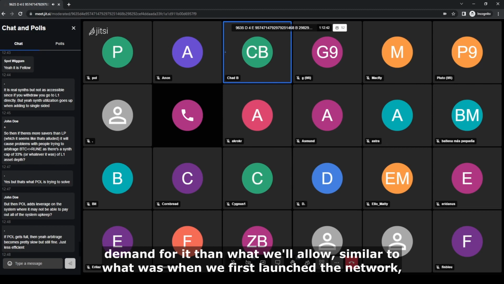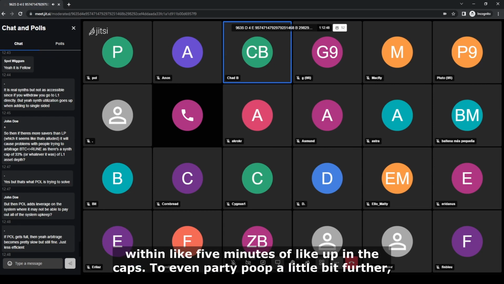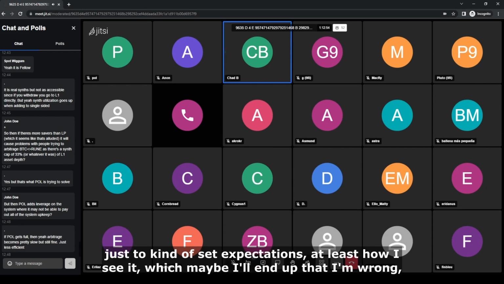Similar to what it was when we first launched the multi-chain chaosnet, and everybody wanted to dump into the pools, but the pools were full within like 5 minutes of upping the caps. To even party poop a little bit further, just to set expectations.